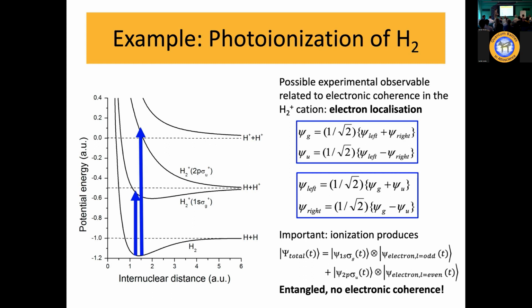Important to realize is that in ionization, we produce a wave function that we can schematically write like this. We can either form the ground state of the molecular ion in combination with a photoelectron that has odd angular momentum, or we can form this first excited state of the ion in combination with a photoelectron that has even angular momentum. So I think you recognize this is an entangled wave function. There is no electronic coherence in this. And so that basically means that in this pump probe experiment, the electronic coherence needs to be created by the IR laser. The XUV produces zero electronic coherence.